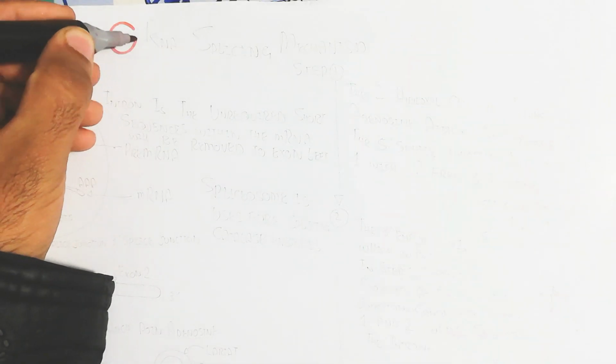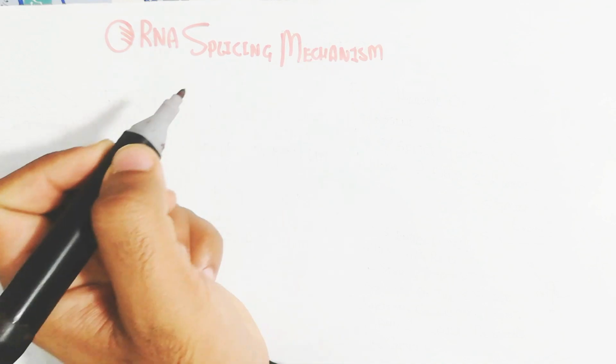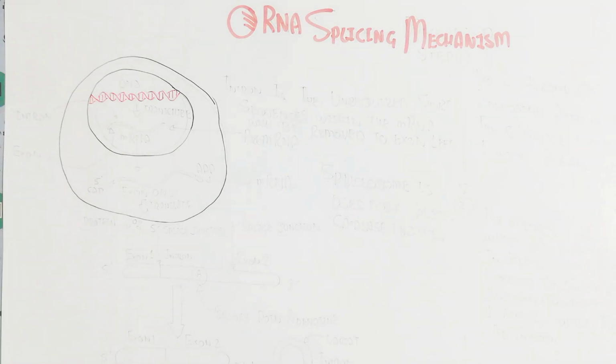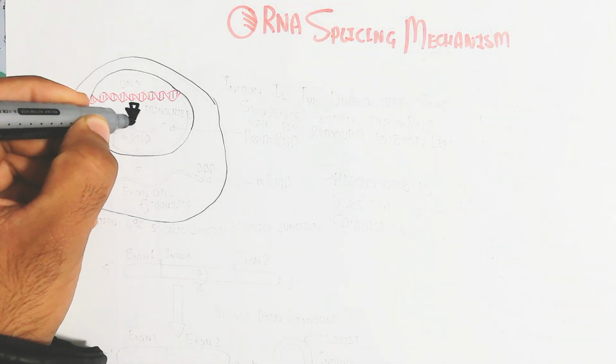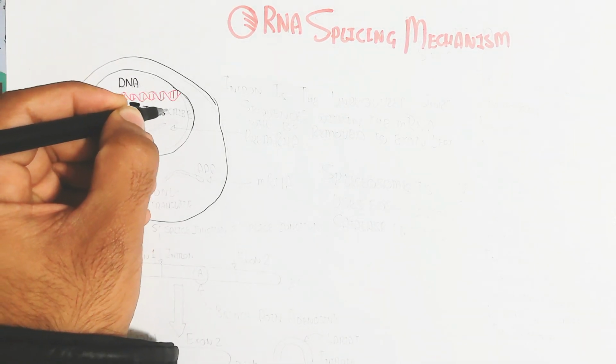Hello, in this video we will learn about the RNA splicing mechanism. We will take the example of mRNA, messenger RNA. Let's begin to understand. In the cell, DNA as a genetic material will be transcribed into the mRNA, messenger RNA.